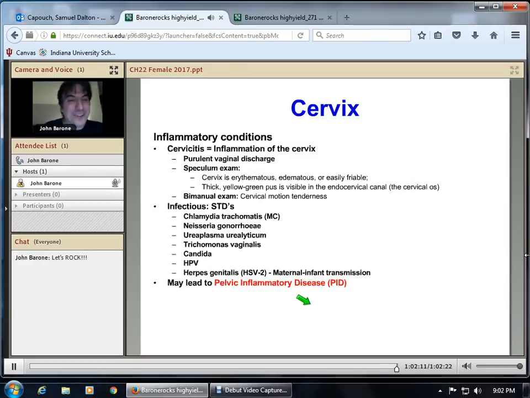Let's leave the vagina alone, and we're going to go into the cervix. So let's take a nice break. We'll come back and we'll do cervical cancer.